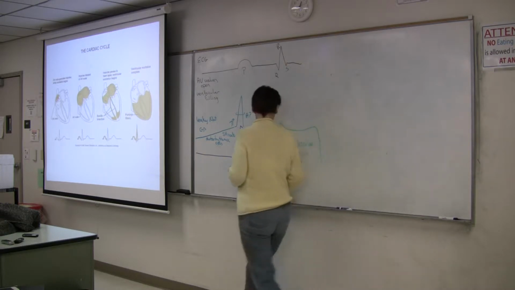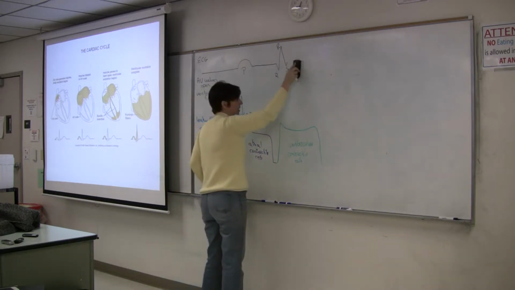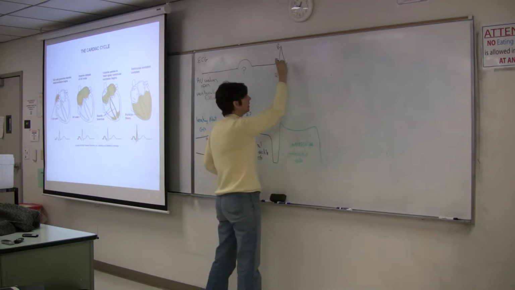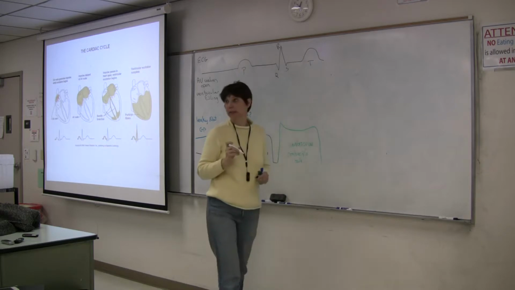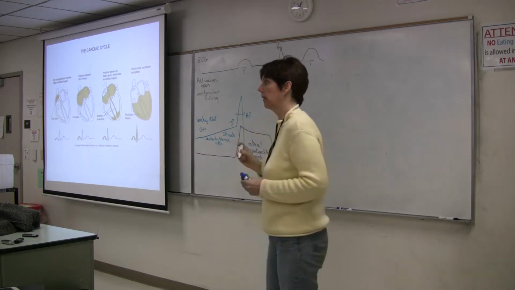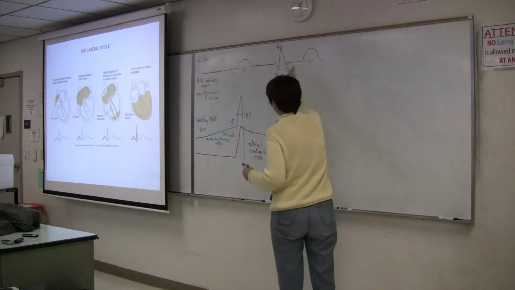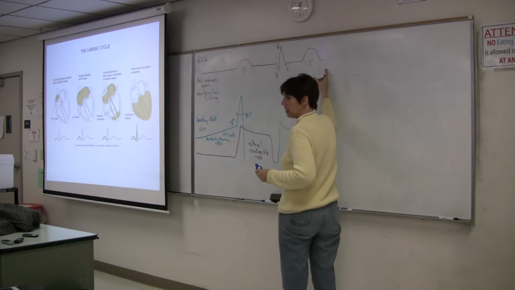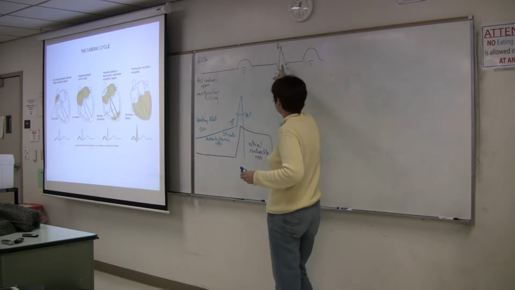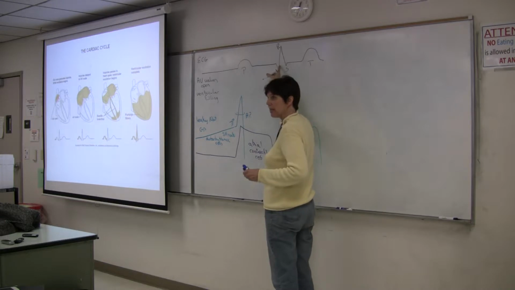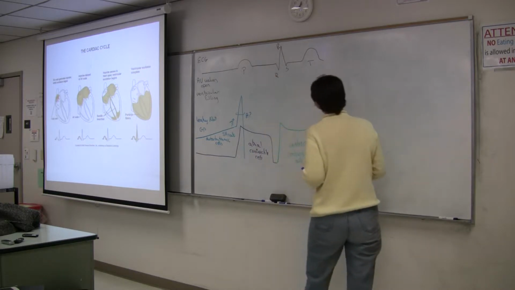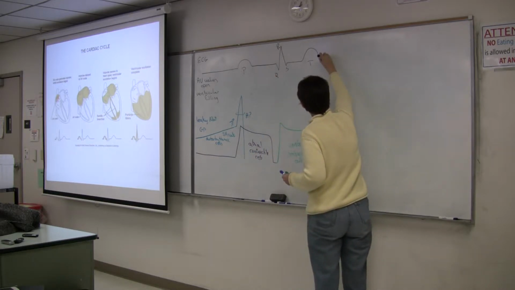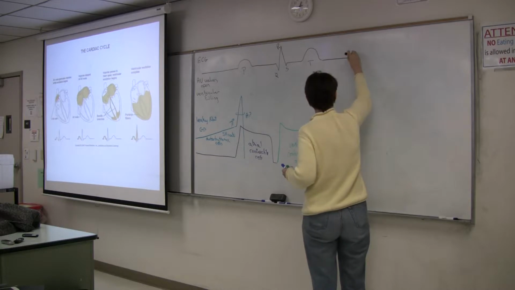And then with repolarization, we see the T wave. Now the heart is back to relaxation. Both of the atria are repolarized, and that occurs during this period of time, so we don't see repolarization of the autorhythmic or contractile cells of the atria because of the QRS. And now the heart is at rest again.